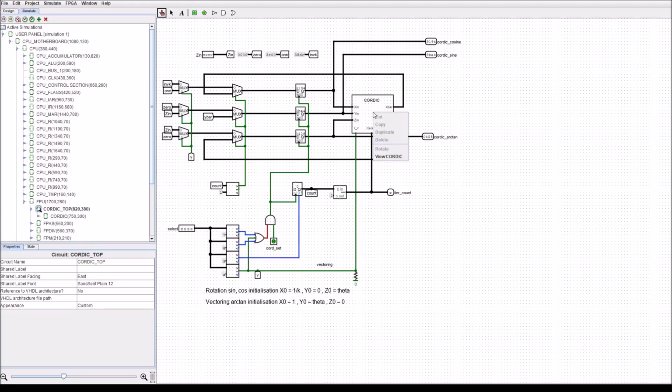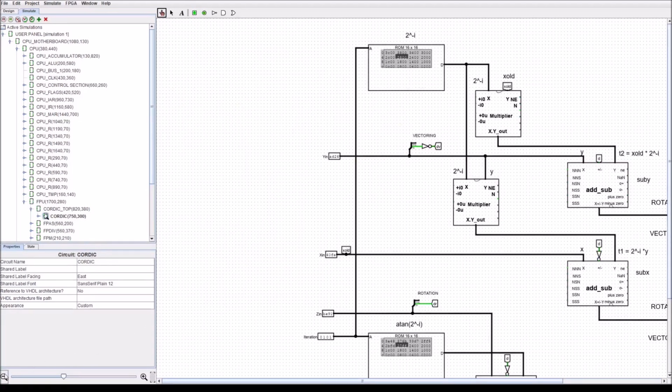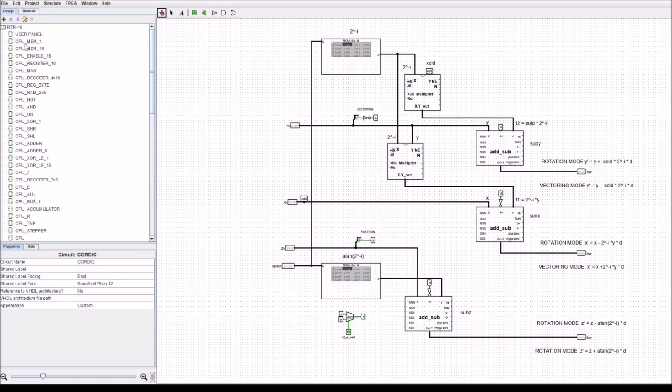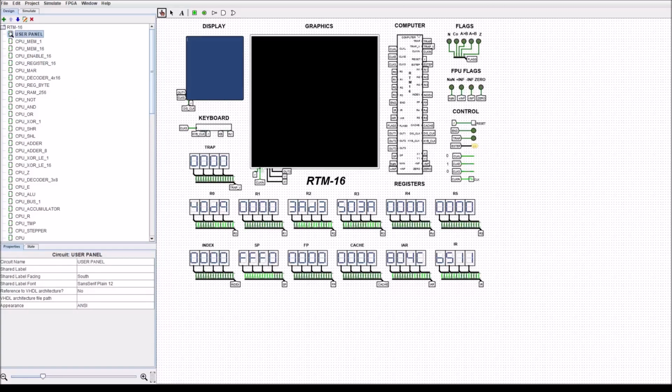Now the actual CORDIC low level is here. In this low level we've got a ROM block which provides us with our 2 to the power of minus i values, and we've also got another block that provides us with our arctan 2 to the minus i values. Now I worked through all of this within the CORDIC unit course, but I also worked through a cameo of it within the Design a CPU 4 course. So this is working away here at the moment.